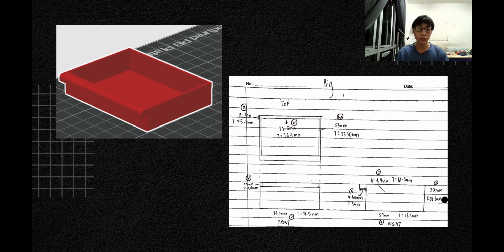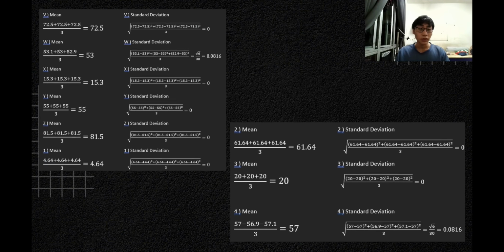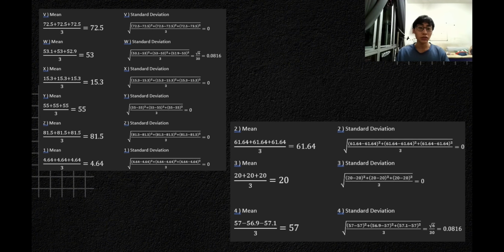And the left side is our 3D preview of our big drawer, and the right side is the measurement and true value of our big drawer. These are the mean and standard deviation of our big drawer, and the item was measured 2 times using a vernier caliper, since slight differences were observed in the readings.